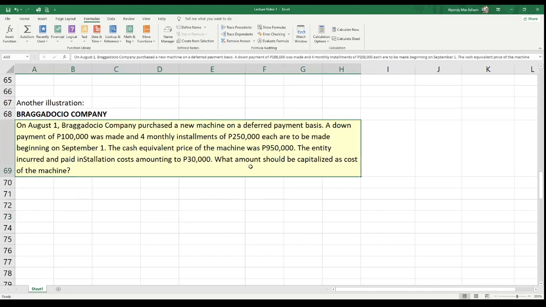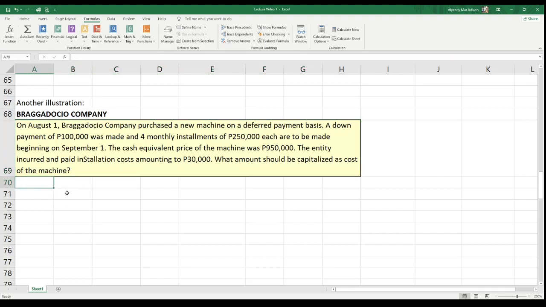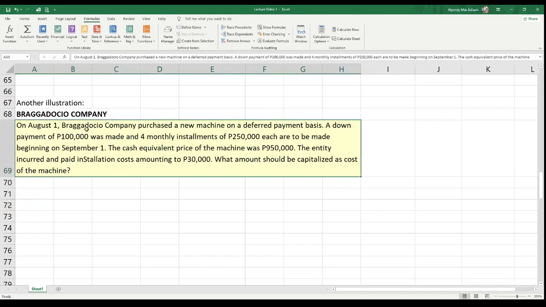What amount should be capitalized as cost of the machine? So, the question is the cost of the machine. Take note, this is an installment acquisition, so we have to determine the cash price equivalent. If there is no cash price equivalent, then it is the present value of all payments. On August 1, Braggadocio Company purchased a new machine on a deferred payment basis, meaning on credit. A down payment of 100,000 was made. And 4 monthly installments of 250,000 each are to be made beginning on September 1.